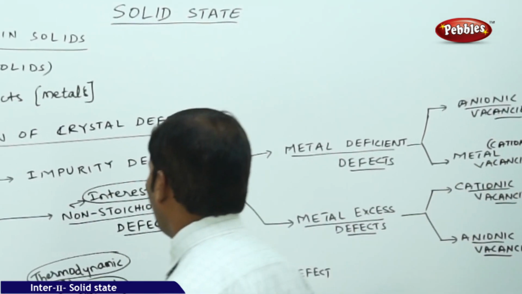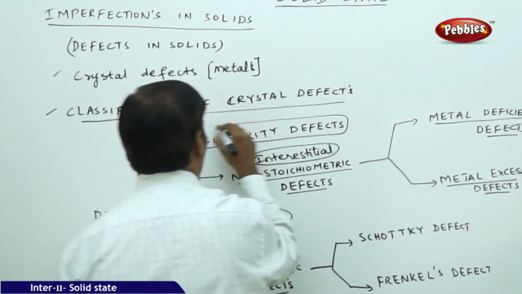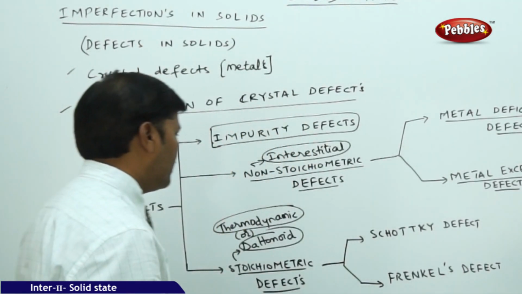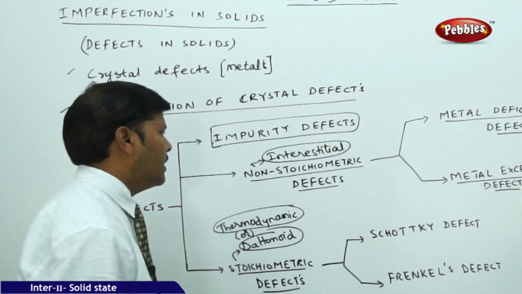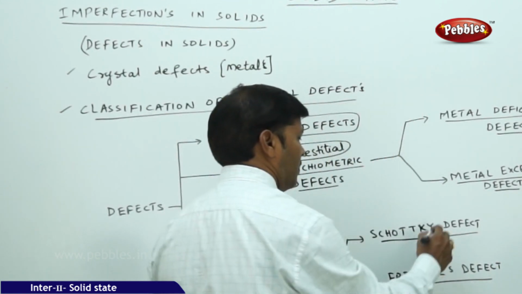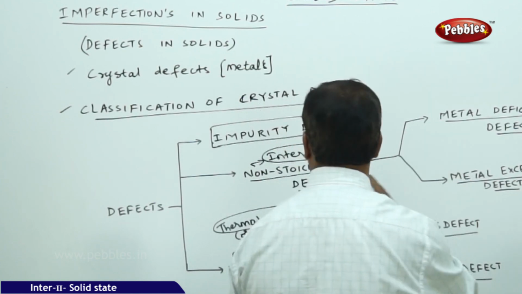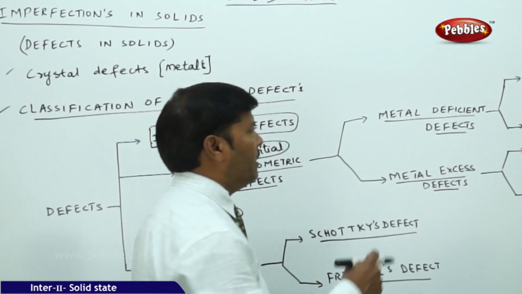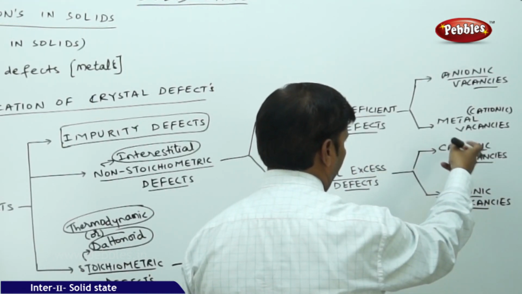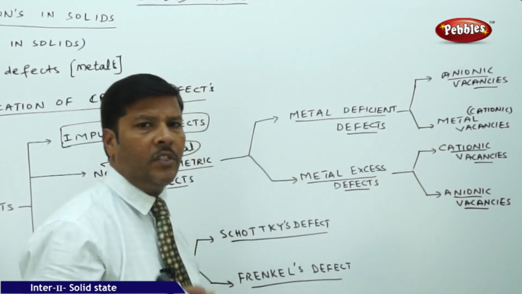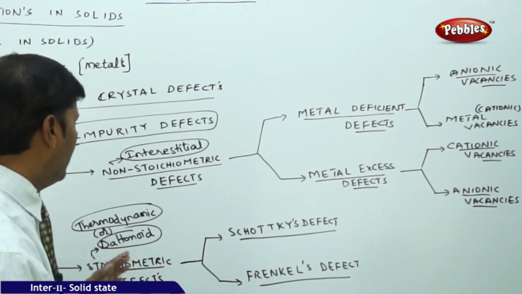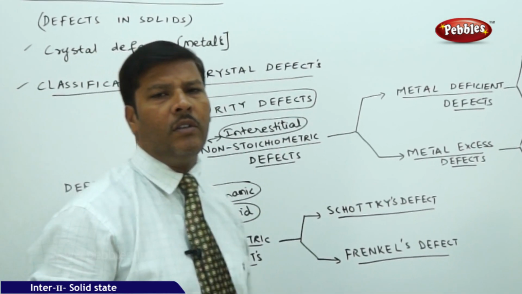So this is a simple classification which we give for defects in crystalline solids. For impurity defects there is no further sub-classification, but for the other two we find there is a classification. Stoichiometric defects have two subtypes, that is Schottky's and Frenkel's defect. Non-stoichiometric defects are metal deficient defects and metal excess defects. In metal excess defects we have cationic vacancies and anionic vacancies, and in metal deficient defects we have anionic vacancies as well as cationic vacancies. So this is a broader classification of the defects taking place in crystalline solids.